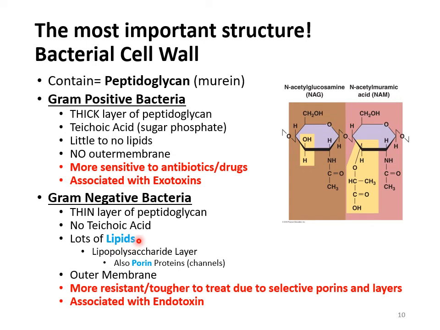And then put a star next to the fact that gram-negatives are more resistant, so they're going to be tougher to treat, and this is due to those selective pores we mentioned, as well as the extra layers that they have. And the last little point there is a reminder that gram-negatives tend to be associated with endotoxin.